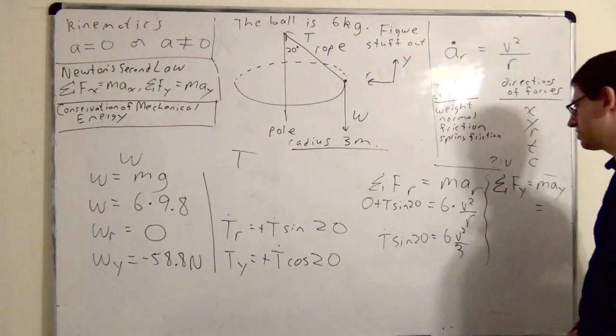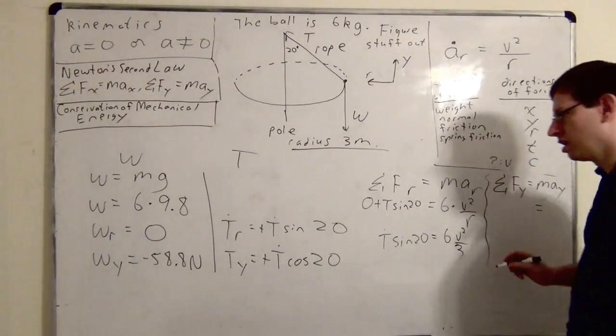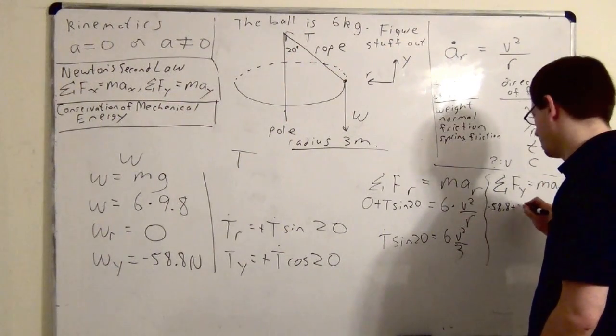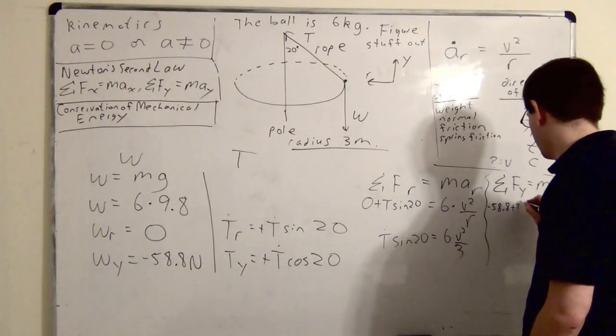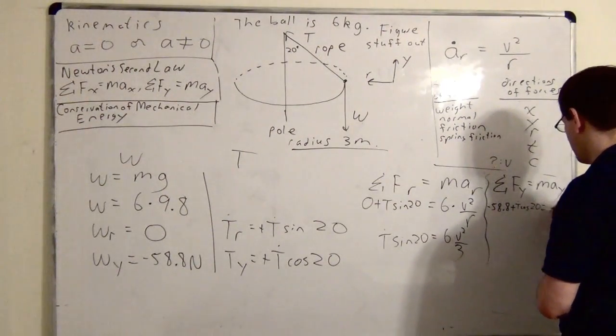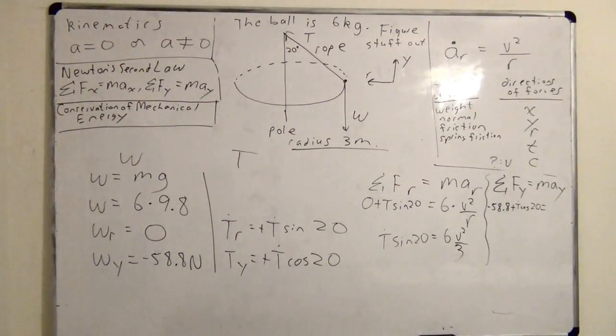So what's the left-hand side of this equation? Negative 58.8 newtons plus cosine of 20 times T equals, isn't it equal to 0? 6 times m a y. So can we plug in v squared over r for a? No. Why not? Because it's not a radial direction. That's right, that was a trap, good. We can't plug in v squared over r because this is not radial.